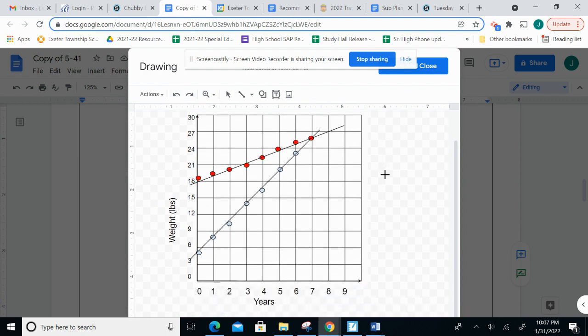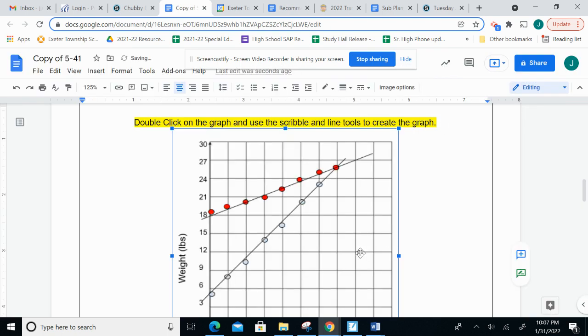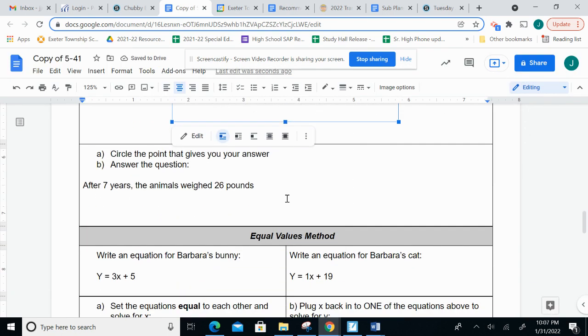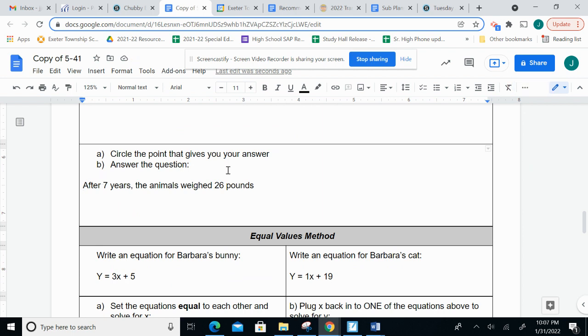So anyway, you line it all up, and you can see mine's not perfect. This one's way off, or not way off, but it's off. But ultimately, you find the same thing at 7 years, 26 pounds. So same thing as when we were graphing. You find the same thing. So I'm going to let you hash that out. Again, after 7 years, the animal weighs 26 pounds.